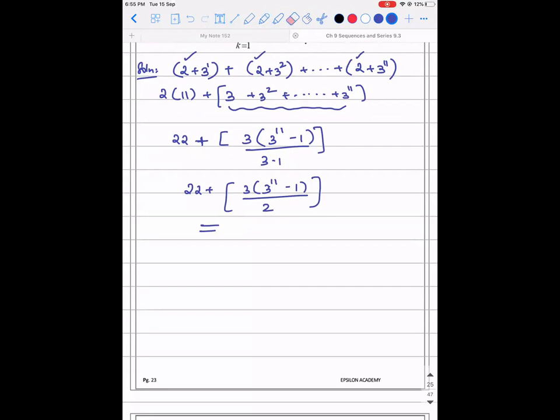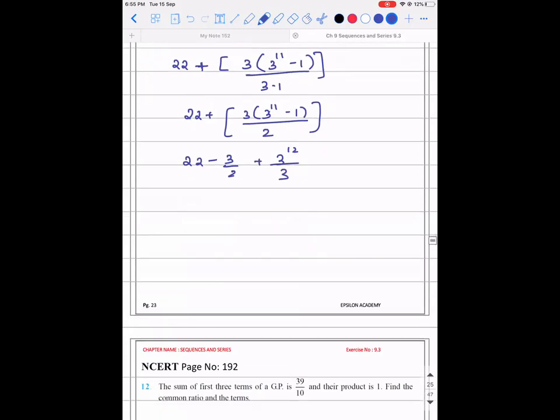Or if you want to simplify this, we can write it like this: 22 minus 3 by 2 plus 3 power 12 divided by 2. So 44 minus 3, that is 41 by 2 plus 3 power 12 divided by 2.